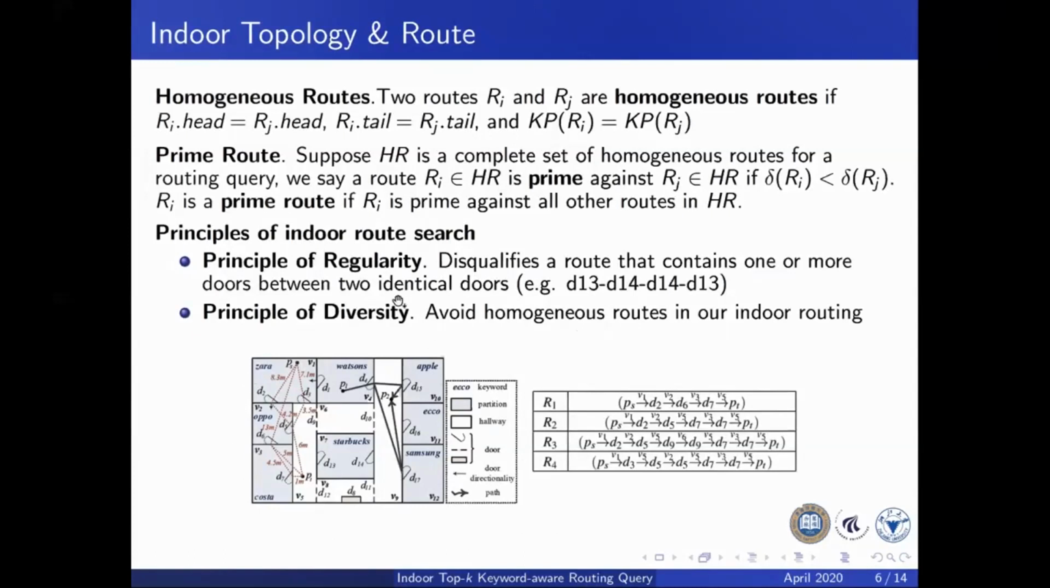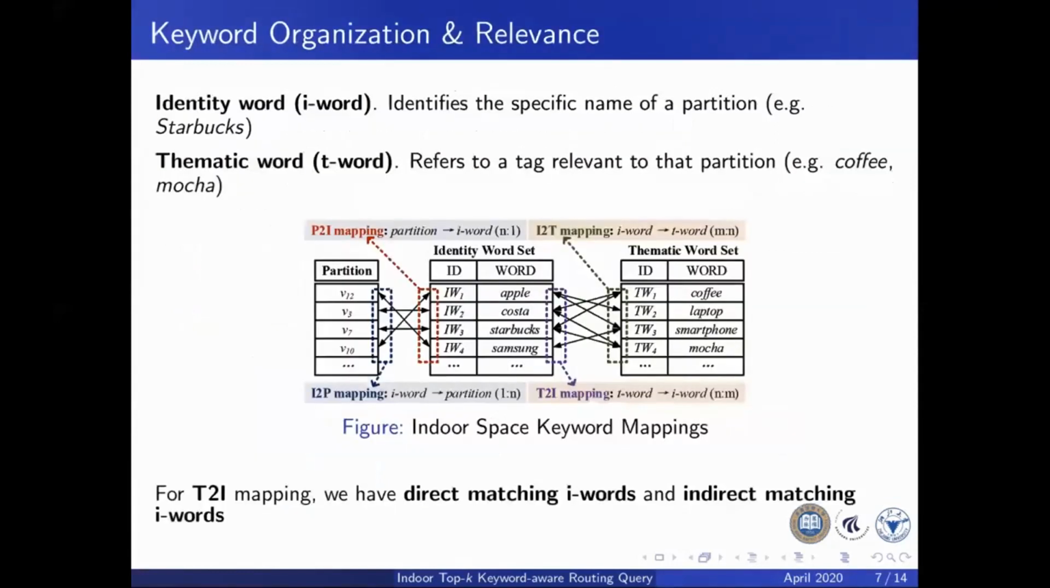We can look at these mapping examples. As you can see, we can use P2I to map a partition to I-words, which is a many-to-one mapping, and I2P to map an I-word to partitions, which is a one-to-many mapping. We also have I2T and T2I to map between the I-words and T-words, which are both many-to-many mappings. And one thing I should mention is that for T2I mapping, we have direct matching I-words and indirect matching I-words.